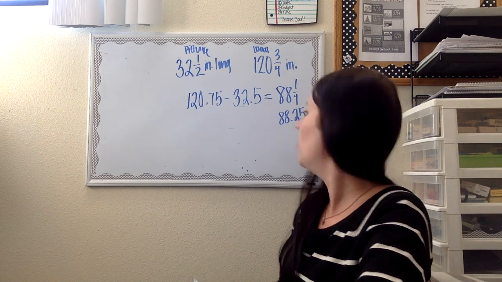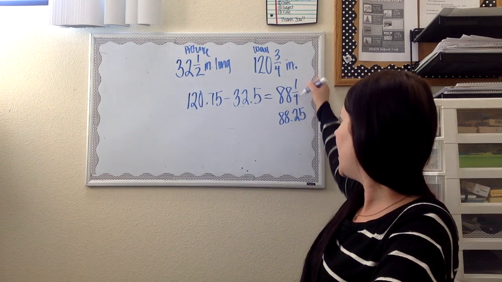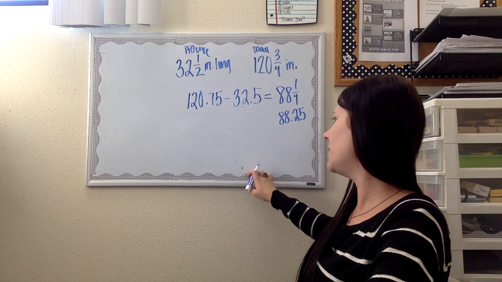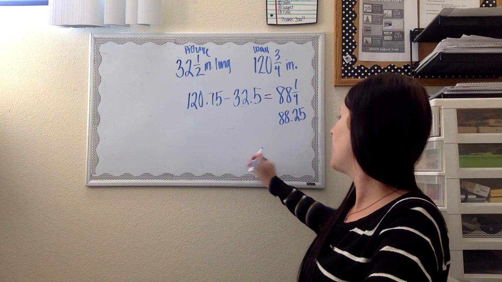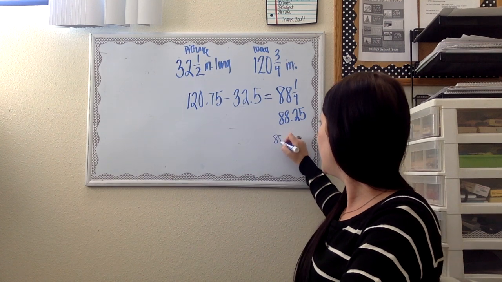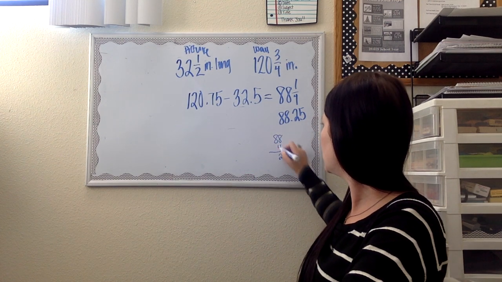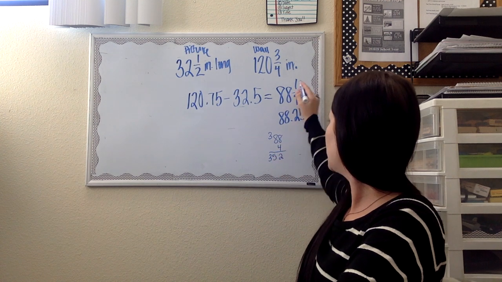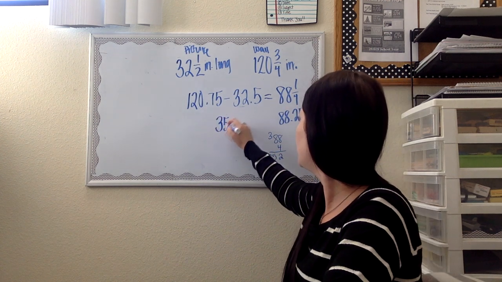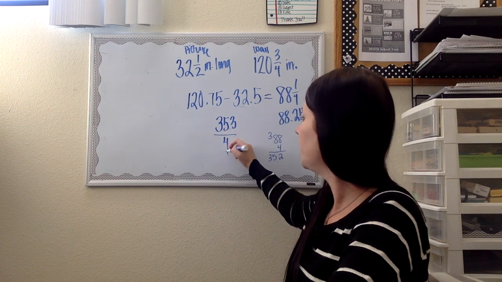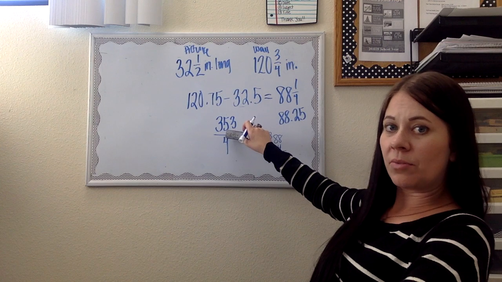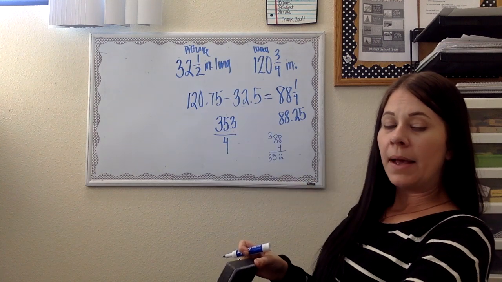Okay, so I'm going to turn my 88 and 1/4 back into an improper fraction, because when I actually solved these problems, I used improper fractions. So 88 times 4, 32, 35, plus 1, so 353 over 4. Okay, so I turned my 88 and 1/4 back into 353 over 4.